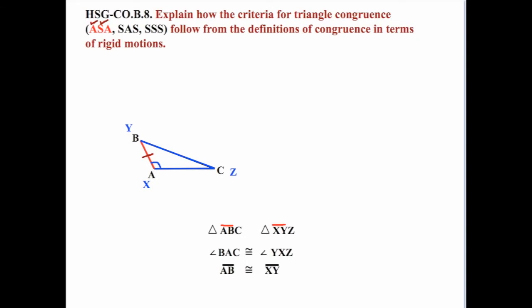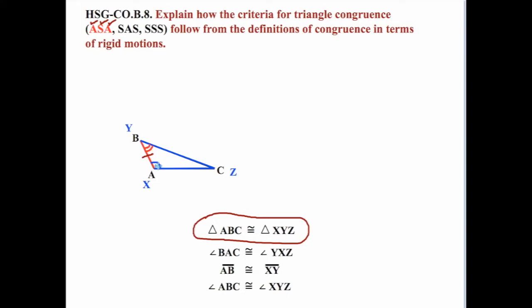And since the triangles are already overlapping, we can tell that segment AB and segment XY are congruent. And then angles ABC and XYZ overlap and they match up exactly, so they're congruent. So by using rigid motions, using the first pair of angles, then the pair of sides, and then the next pair of angles, we've shown these two triangles are in fact congruent.